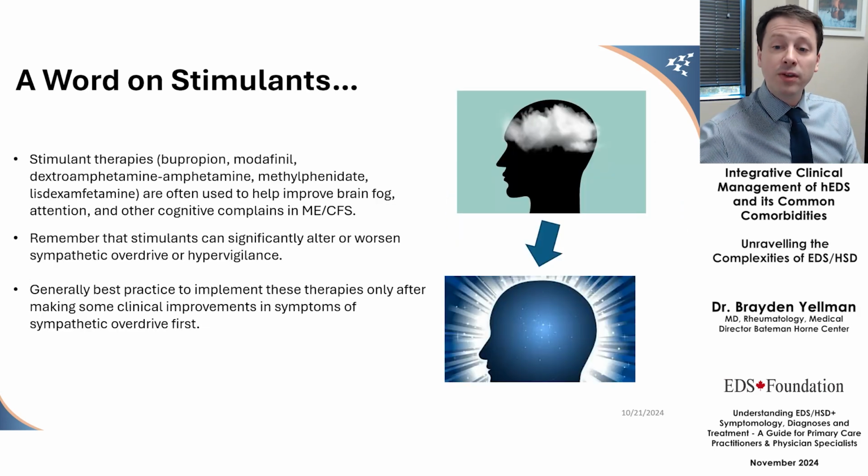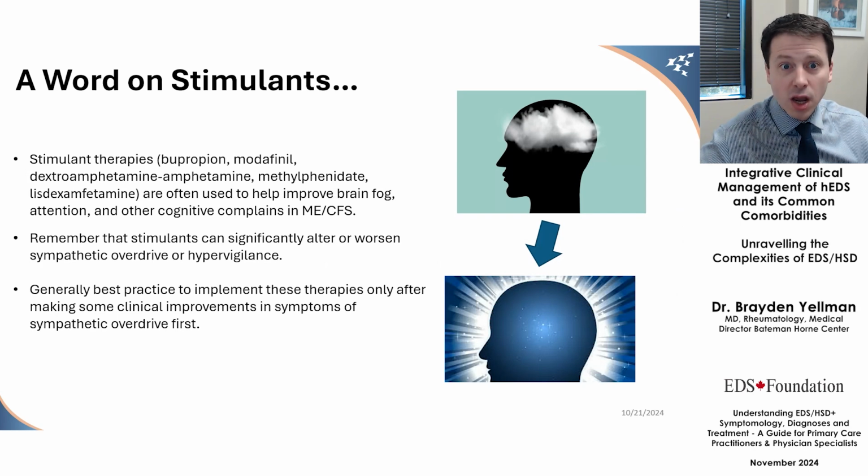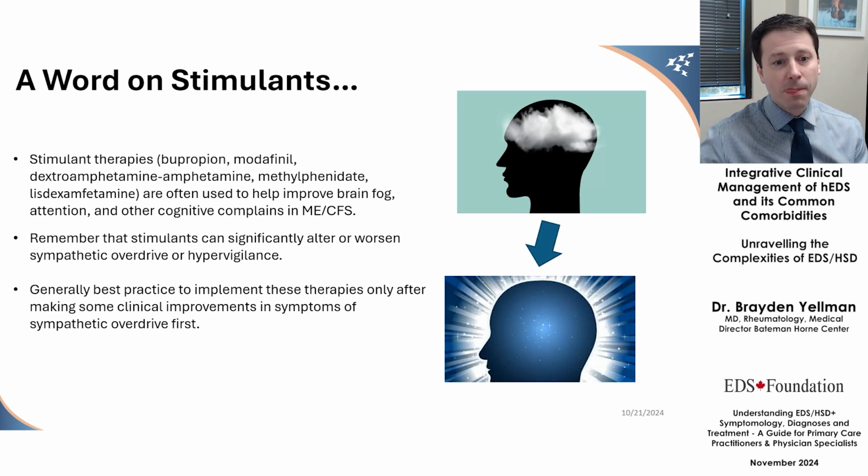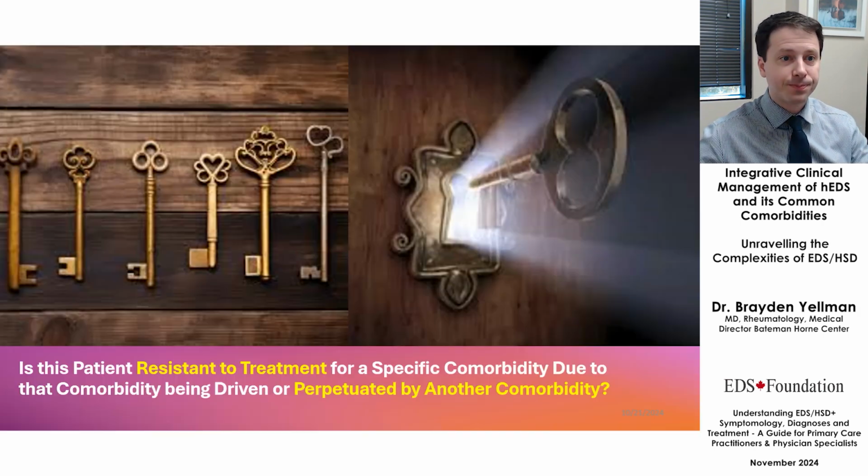Another word is on stimulants. Many of these patients, as we've talked about, have terrible brain fog, and so we use stimulants to help them with those symptoms. But remember that stimulants can really worsen sympathetic overdrive and hypervigilance. So to me, it is generally best practice to implement stimulant therapies only when you've made significant clinical improvements in things like orthostatic intolerance, mast cell, and sympathetic overdrive first.